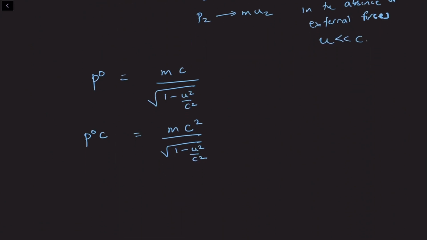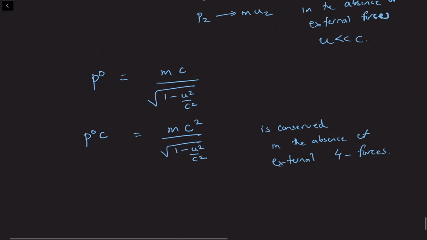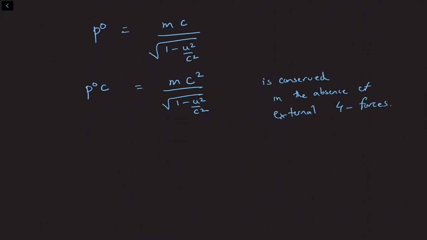Now, the claim is that this quantity is conserved. The generalized Newton's law would tell us that this is conserved in the absence of external 4-vector forces. So now let's ask, what is this quantity? Maybe we can gain some intuition by asking what this is in the limit that u is much less than c. So p0c would just be mc squared in that limit.